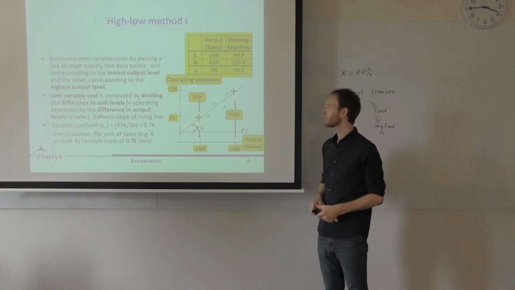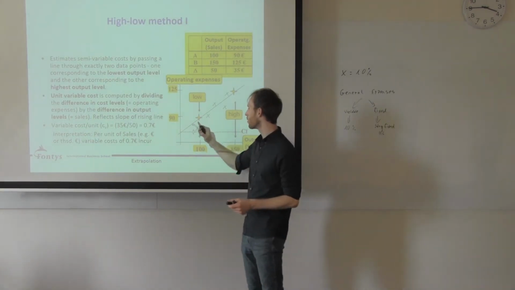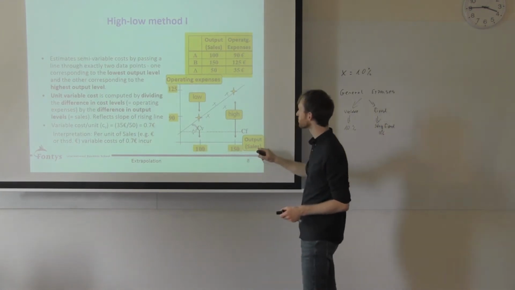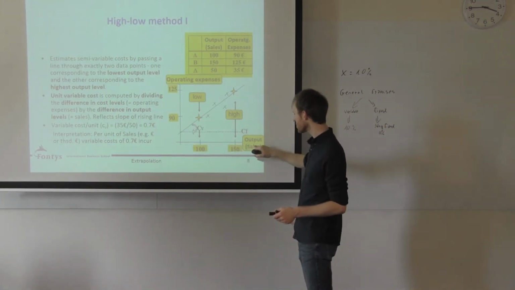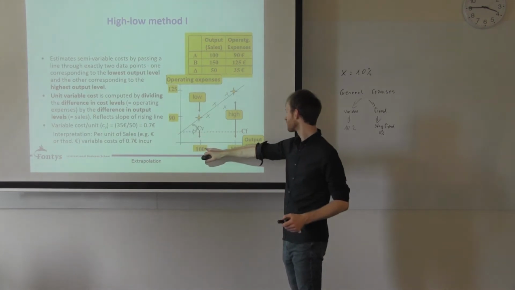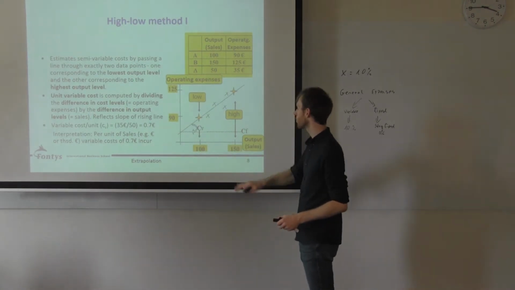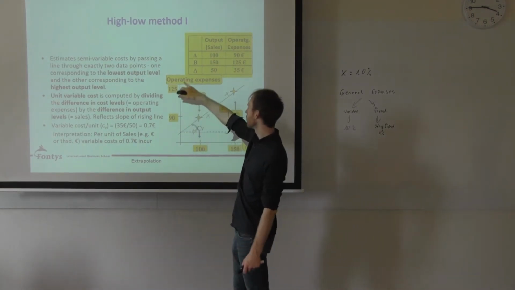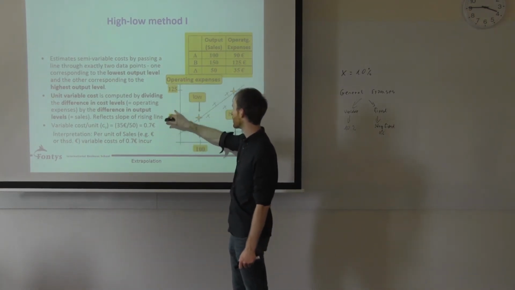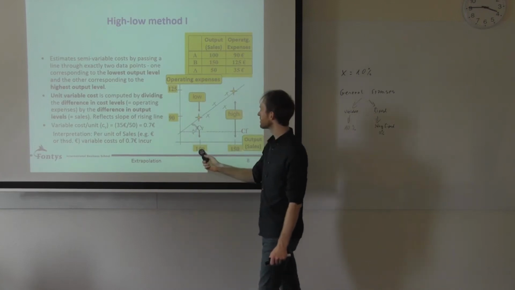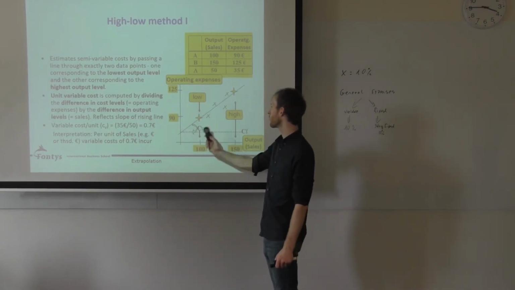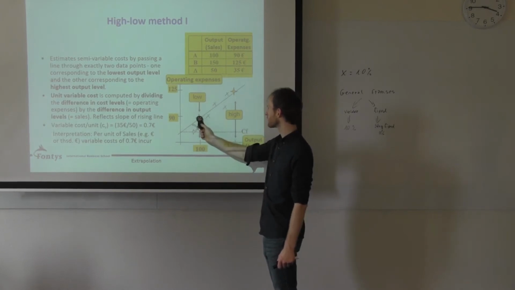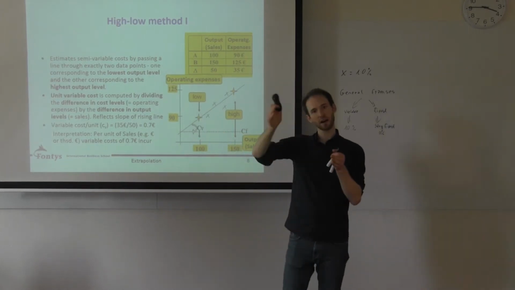High-low method basically means we take the lowest point in our observation. So let's say this is the sales output, the sales turnover, 100 million, 150 million, and certain operating expenses, 90 million, 125 million. At 100 million turnover, we have 90 million operating expenses. That's the lowest point. We take the lowest point and the highest point.